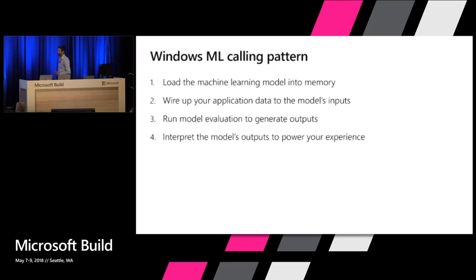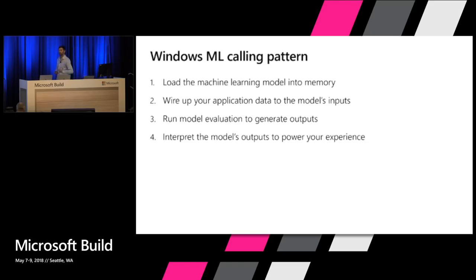I'm about to jump into some code, but let's review the Windows ML calling pattern before I do. There's 4 steps. First, you use the Windows ML API to load a model from an ONNX resource into memory. You then wire up your application inputs into the inputs that the model expects.